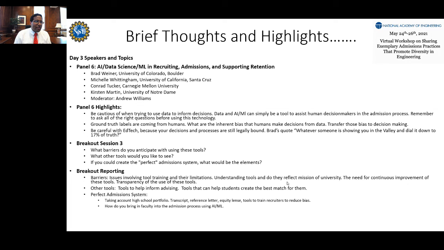Tools that can help students create the best match and best school for them while they're searching for different schools during the admissions process. And then what about a perfect admissions system? Is this even possible? Could we take into account high school portfolios? There is this concept of electronic portfolios, especially for engineering, where students can demonstrate what they've done during their high school experiences that may inform admissions officers that they are ready to do engineering at your institutions. And of course, other things like reference letters and transcripts, and then tools to train recruiters to reduce their bias in the application review process.